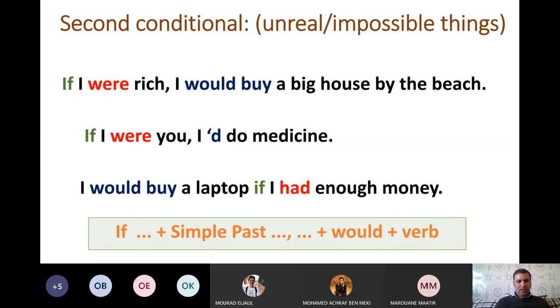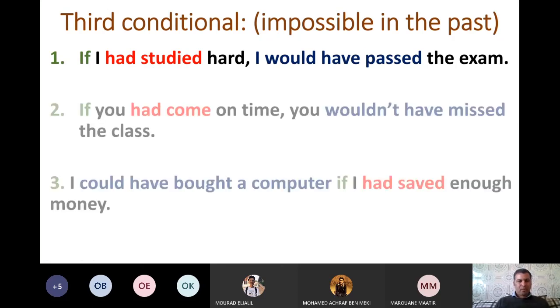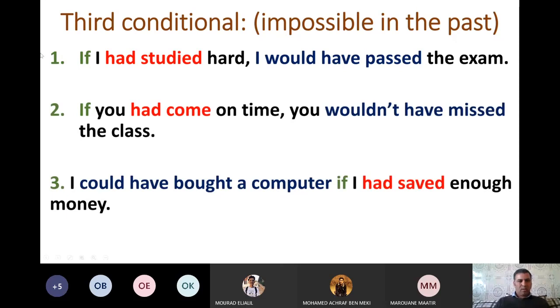Let's move to the third one, which we have this year in the program. So this is the third conditional. Look at the first example. If I had studied hard, I would have passed the exam. The other ones: if you had come on time, you wouldn't have missed the class. I could have bought a computer if I had saved enough money.